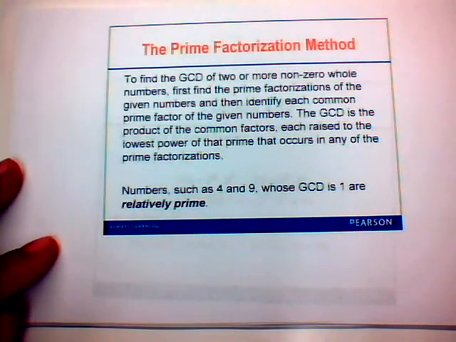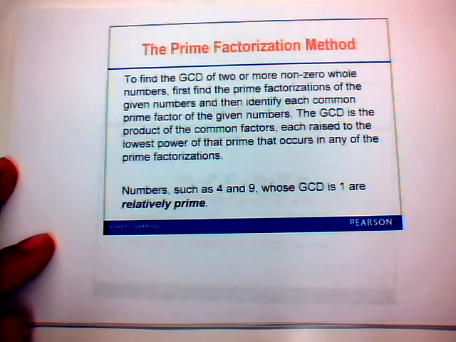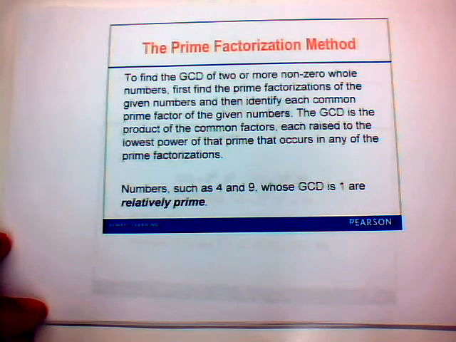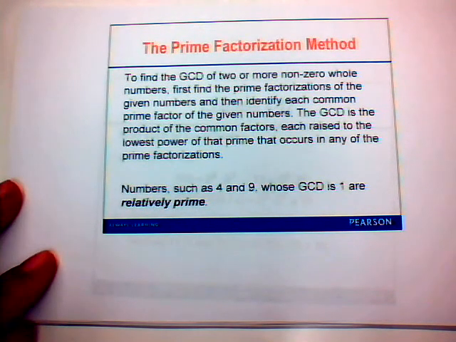Next is the prime factorization method. To find the GCD of two or more non-zero whole numbers, we first find the prime factorizations of the given numbers and then identify each common factor of the given numbers. The GCD is the product of those common factors, each raised to the lowest power that the prime occurs in any of the prime factorizations. Numbers such as 4 and 9, whose GCD is 1, are considered to be relatively prime.